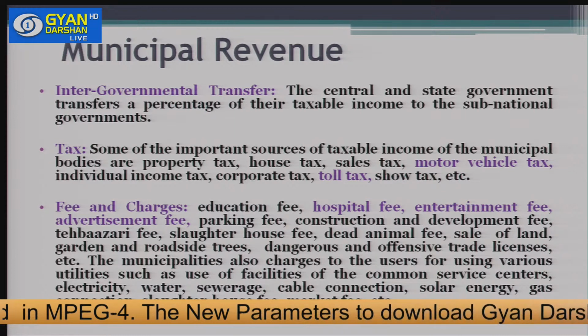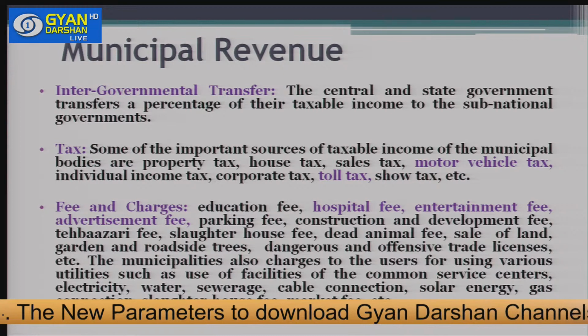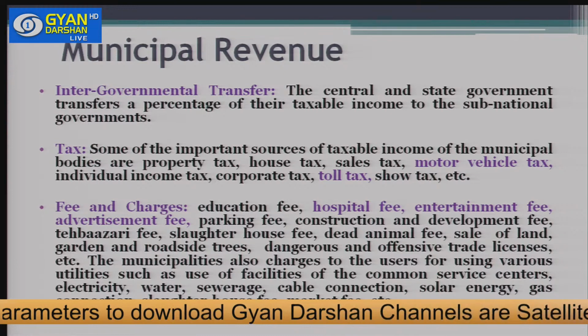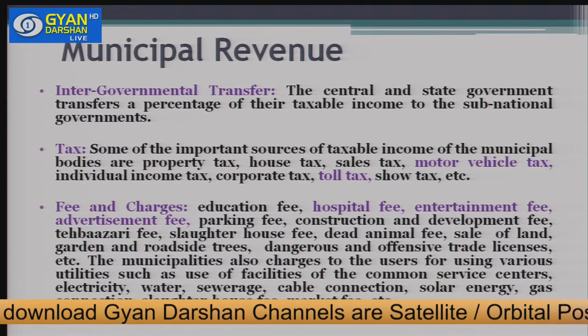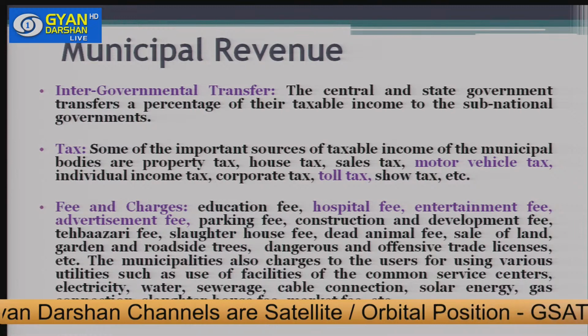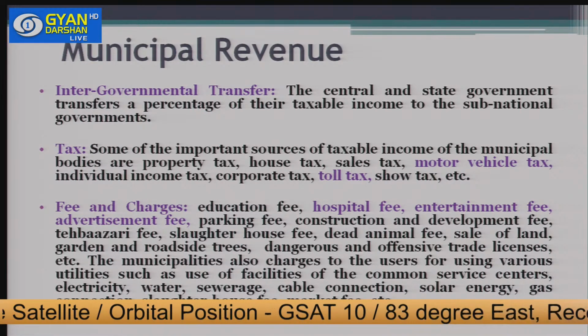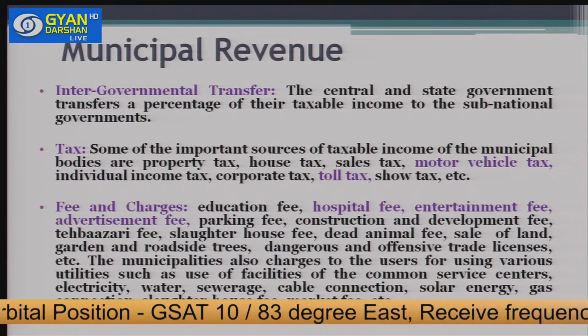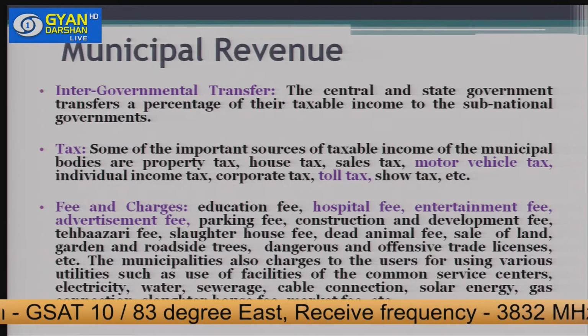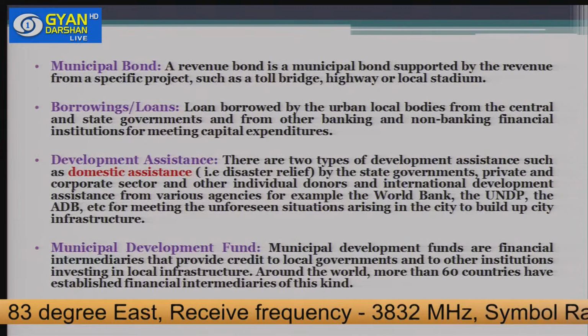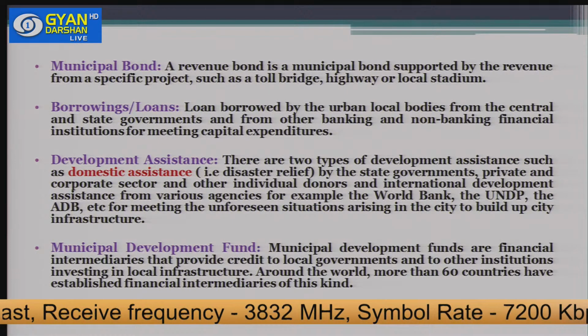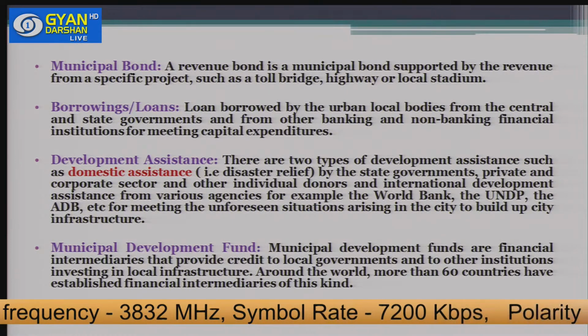So they impose different types of taxes, and they get money from different sources. The major tax is the property tax, and second, they also charge fees: hospital fee, entertainment fee, advertisement fee. So these are different sources of fees which the urban local bodies impose to get revenue. The fourth source of revenue for the urban local bodies is the municipal bond.